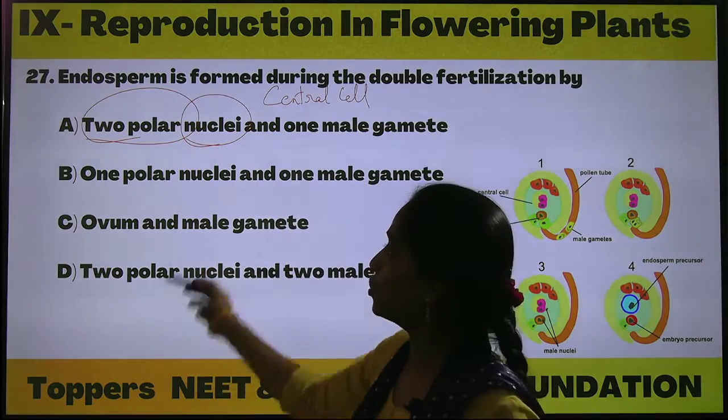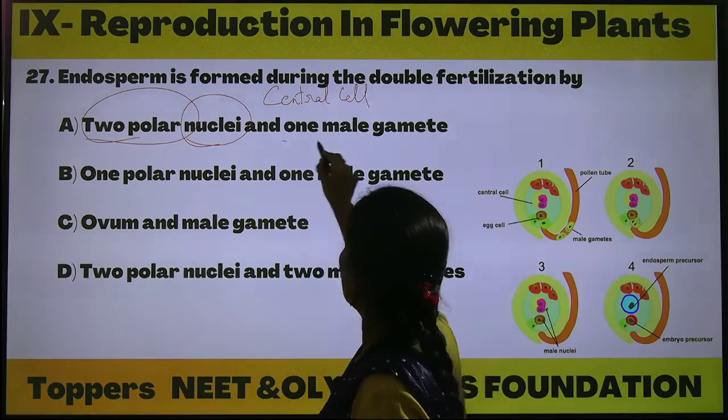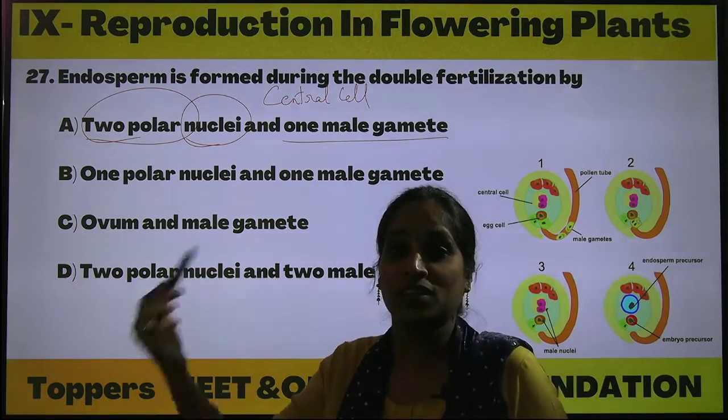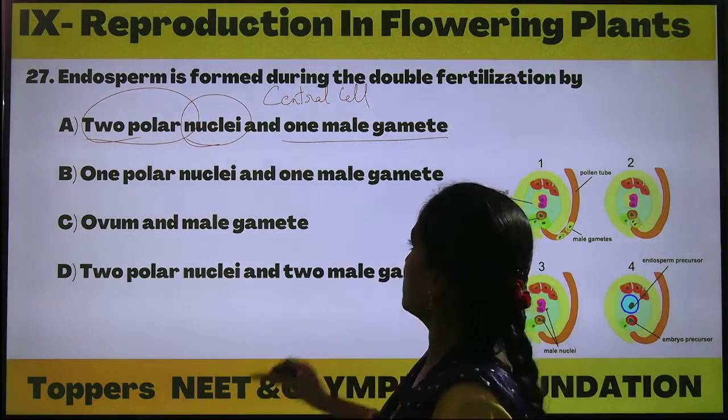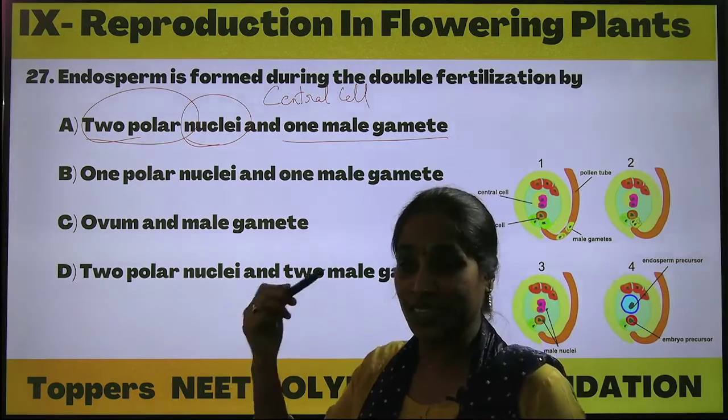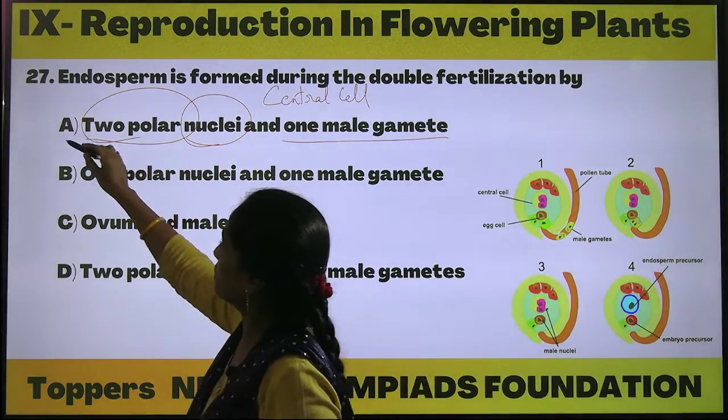Yes, where we can observe two polar nuclei and one male gamete. He is not giving it as a first male gamete. He has described it as one male gamete. It's a second male gamete. Okay, so this is the correct option.